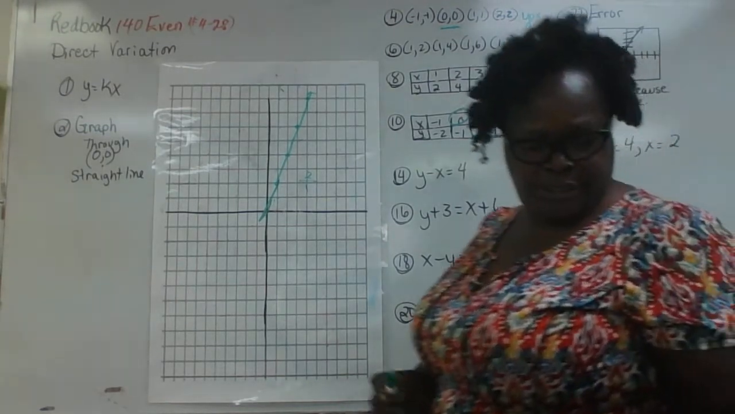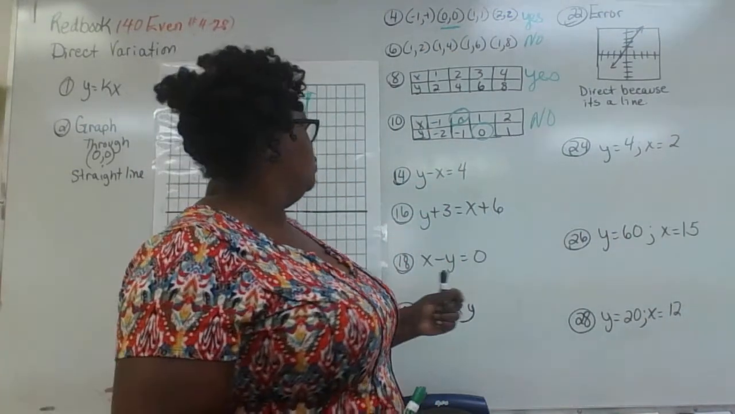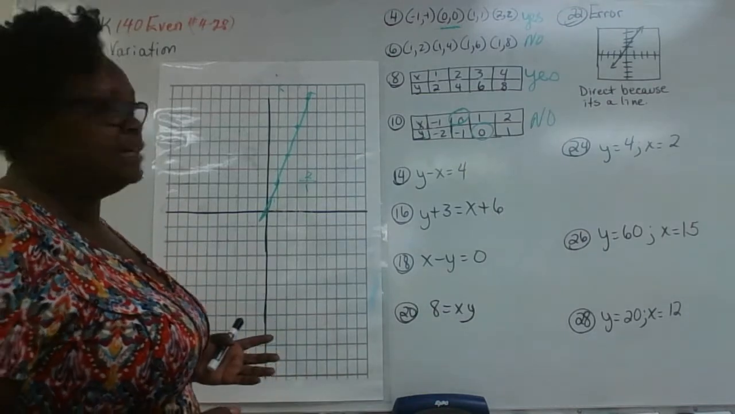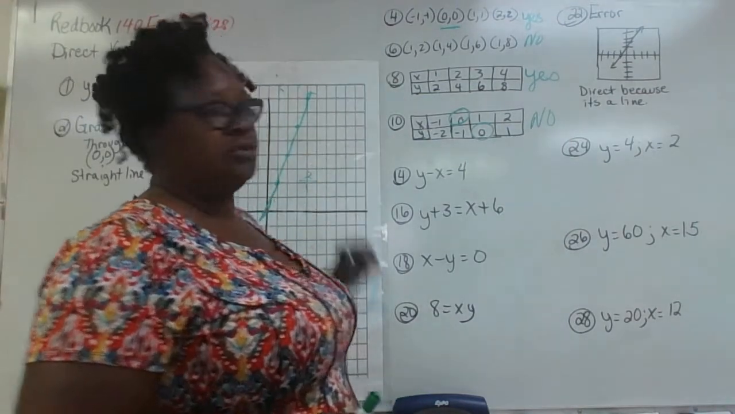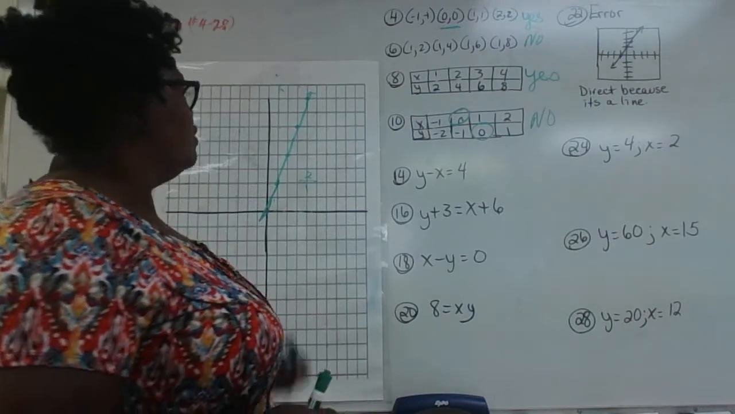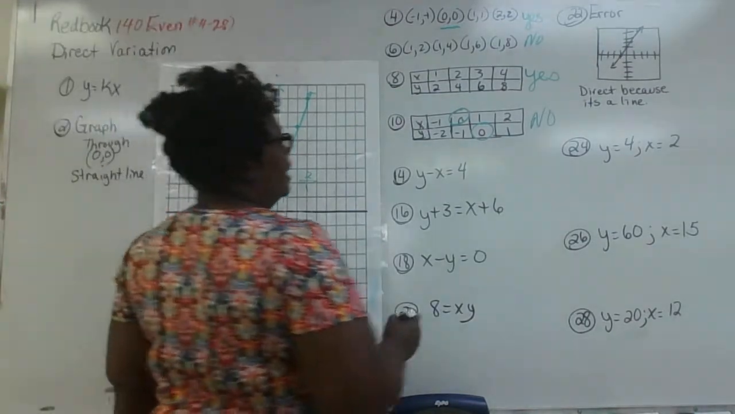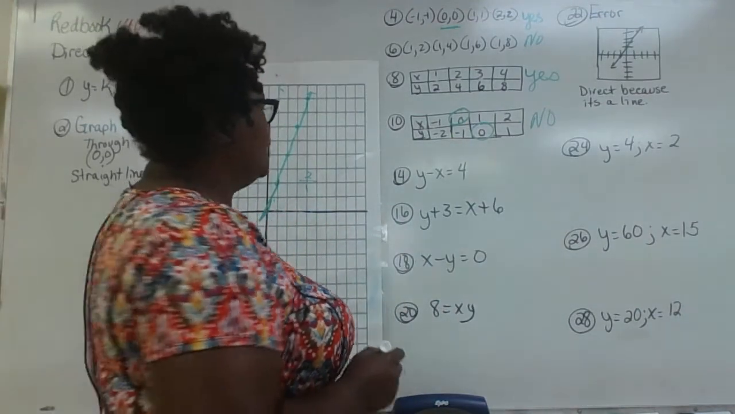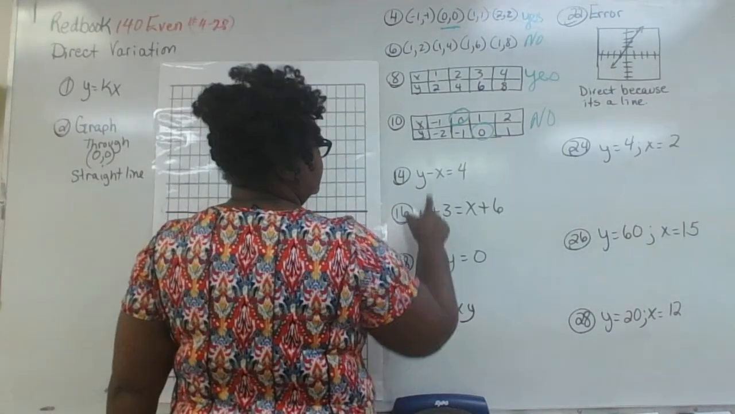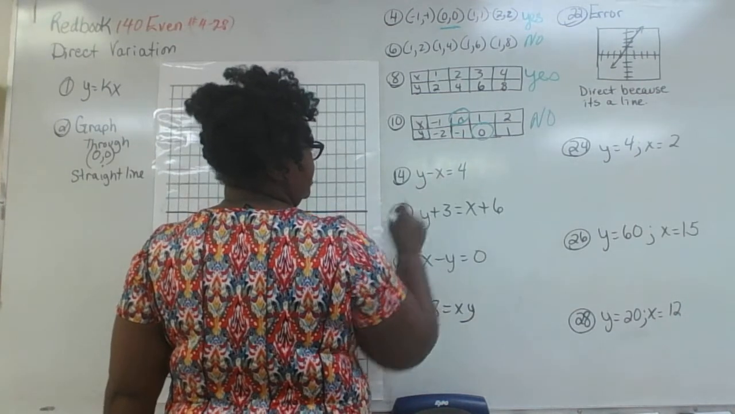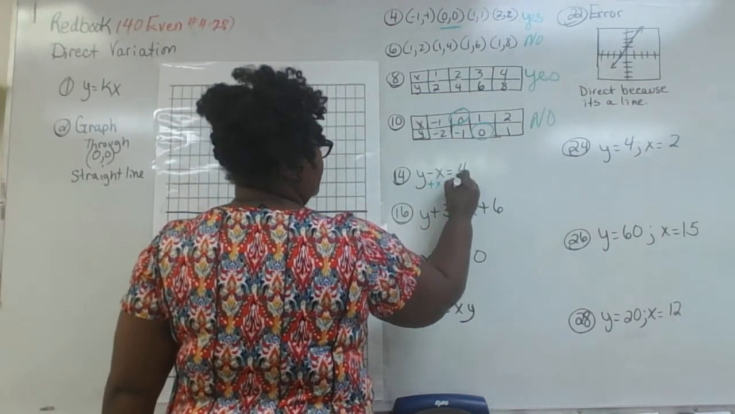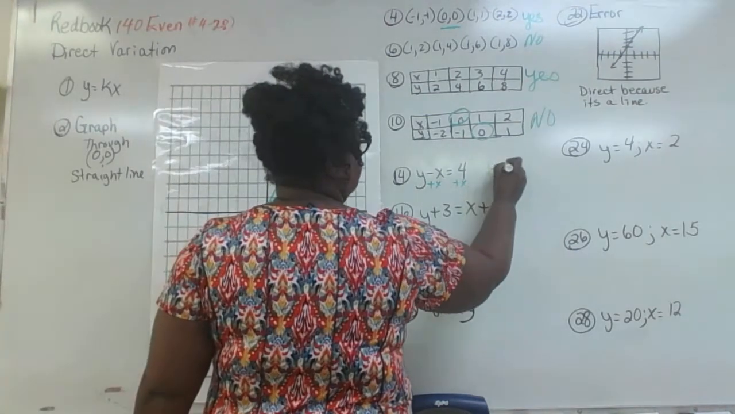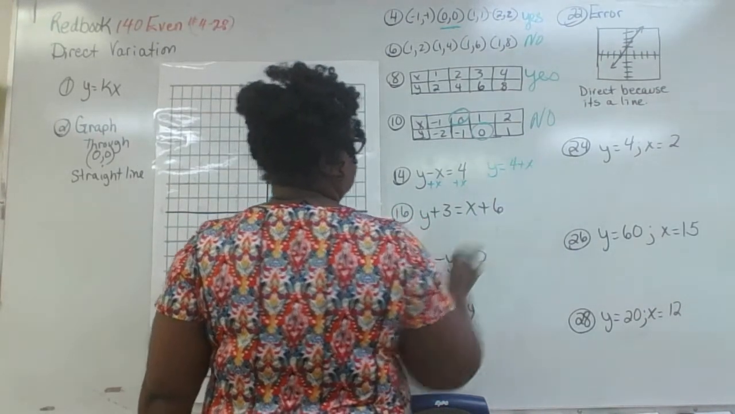Here for numbers 14 through 21, we will use our formula to determine if it's direct variation. Before, we used the graph to determine direct variation. Well, let's use our formula, keeping in mind that we want to isolate y. So if we isolate y in this case, instead of subtracting x, the inverse would be to add the x to both sides. And therefore, our formula would read y is equal to 4 plus x.